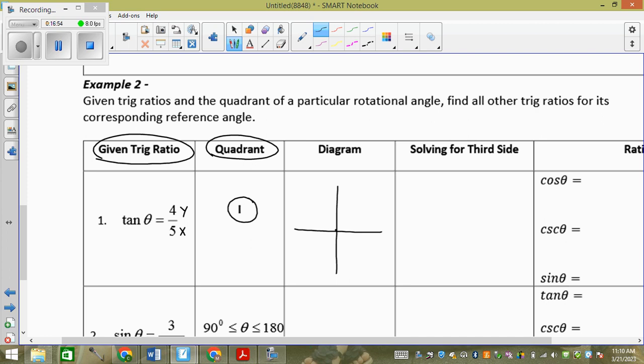So I can just draw a triangle in quadrant 1. Does it have to be completely accurate? Is someone judging you on your diagram? No. They want a trig ratio. They want cos, cosecant, and sine. That's what we want. So don't overextend yourself on your triangle. So this is x equals 5. We know y equals 4. We need to find r.